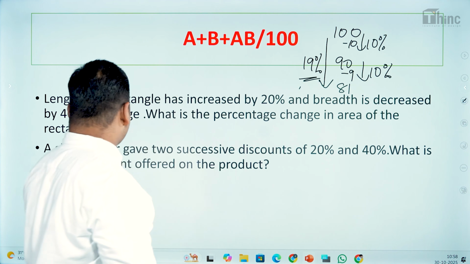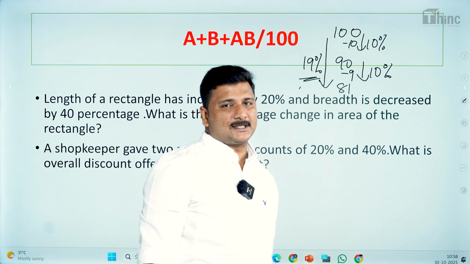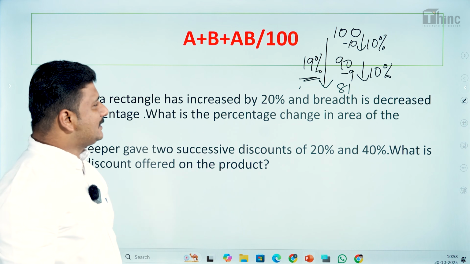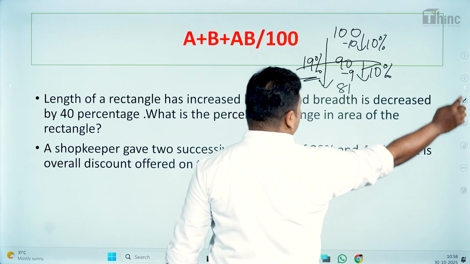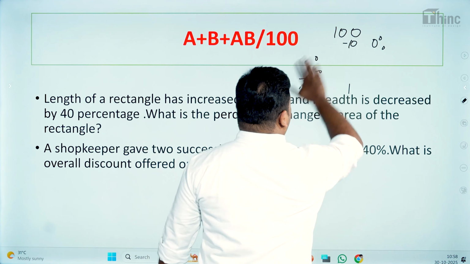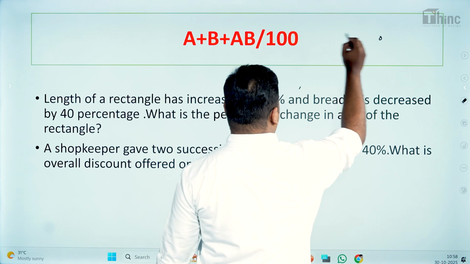Now, suppose there is a question. Look at this question. A shopkeeper is giving two successive discounts of 20% and 40%. What is the overall discount? You can obviously go for a trial and error like this. So we can imagine the initial price as, let's say, 100.